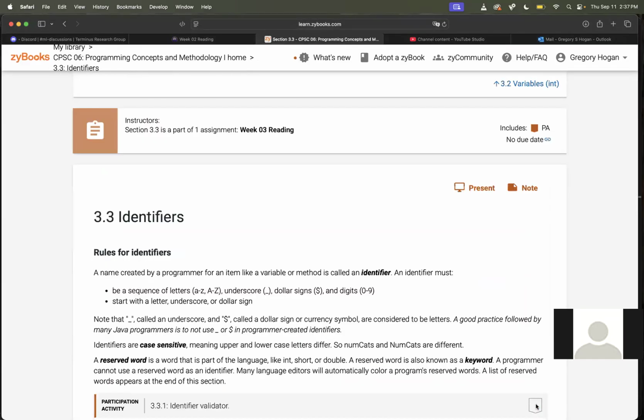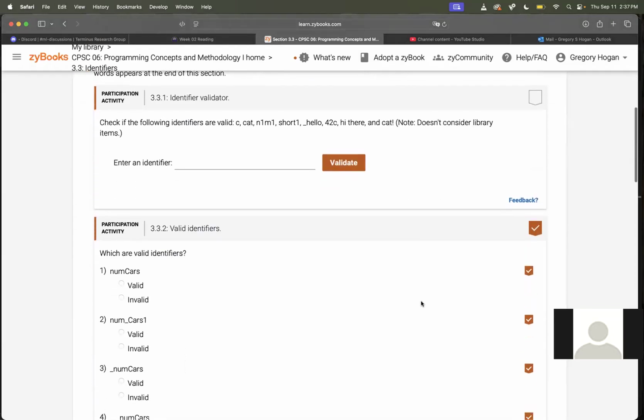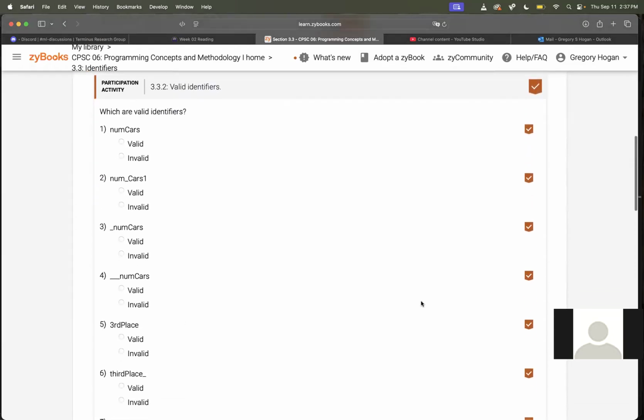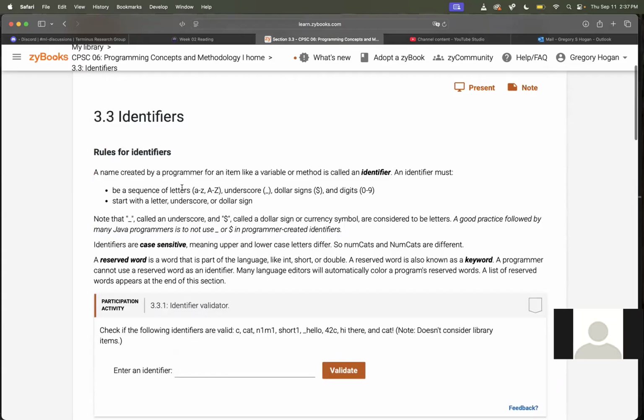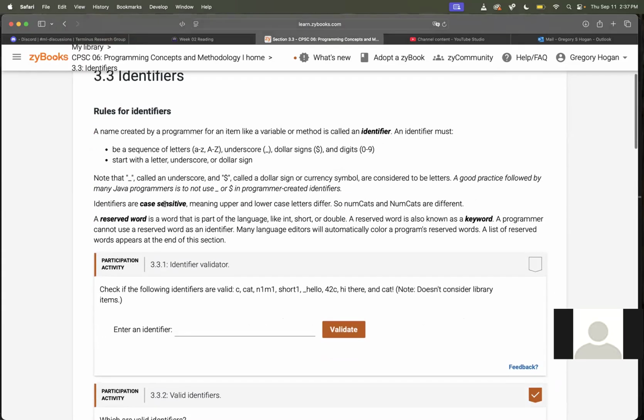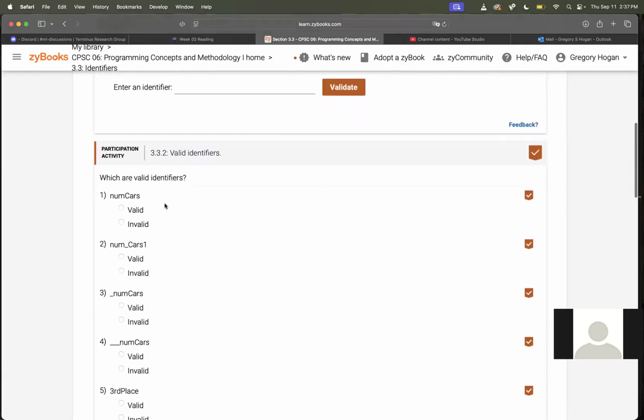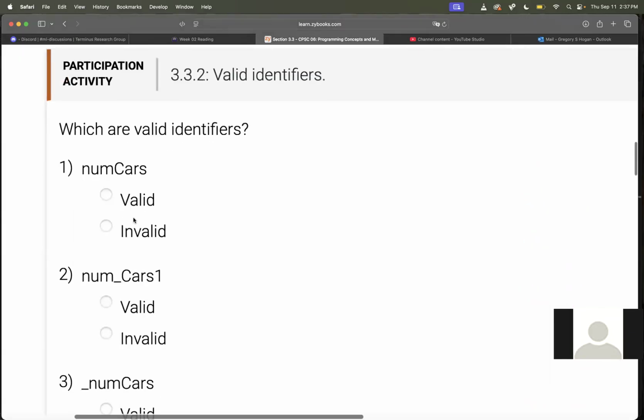Now we talked about identifiers in the last video, I believe. And so just briefly here, the rules, well, I won't list the rules. You can read them, but I'll explain all of these. So, which are valid identifiers? Identifiers are variable names and other types of names that you decide.